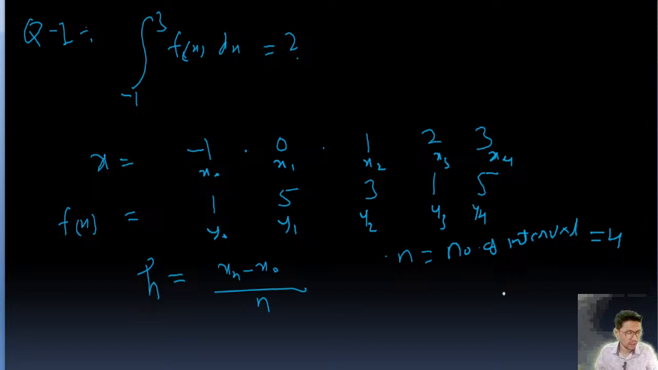Now we'll put in the values. xn is the last term, that is 3, minus x naught, which is minus 1, upon n. n is 4, so this is going to be 4 by 4, that is 1. So the value of h is 1. Now we'll use the trapezoidal rule.